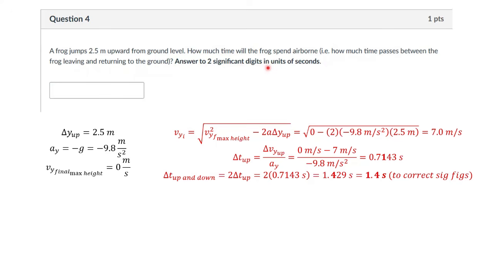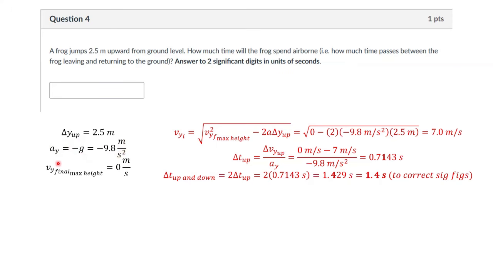So we have to extract information that's both explicitly given and implicitly known. Explicitly, we were told that the displacement of the frog during the upward portion of its journey from ground level to the highest point it will ever reach is 2.5 meters. Implicitly, we know that this frog is in free fall. And when you are in free fall on Earth, that's an assumption to a lot of these questions, you will have a constant downward acceleration equal to negative g, where g is 9.8 meters per second squared.